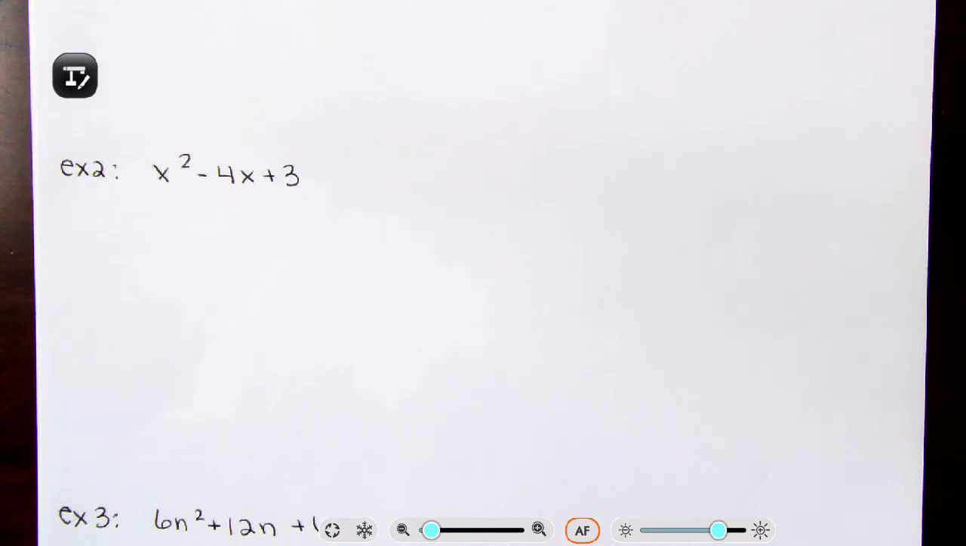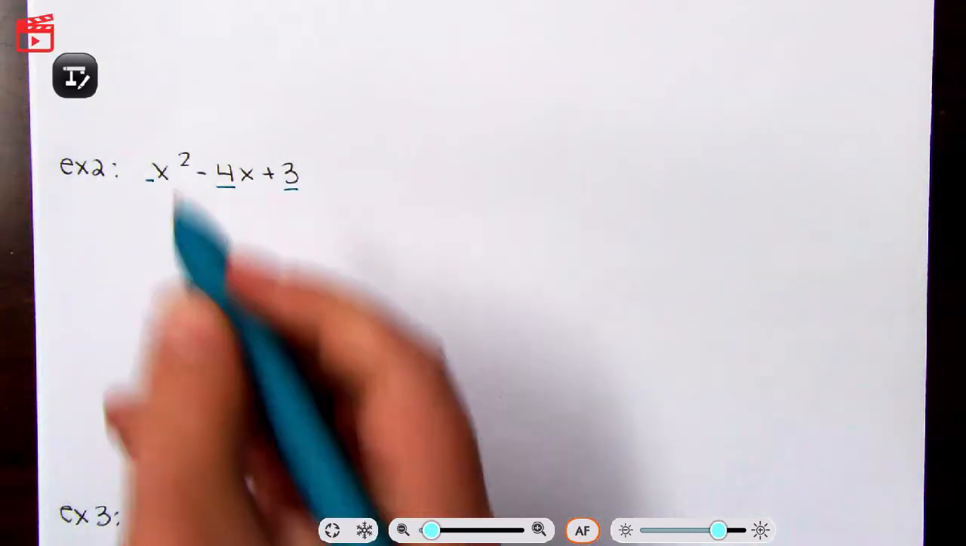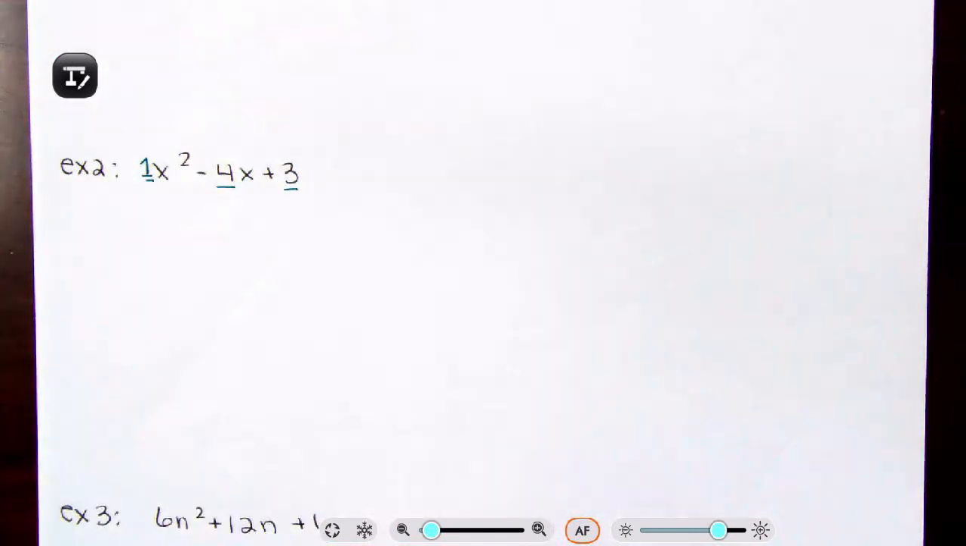Moving on to example number 2. Again, step number 1, GCF, do I have one? I have a 1, a negative 4, and a 3. There's nothing common between those. I did already mention that I do have a 1 here, so we can continue with the guess and check method.